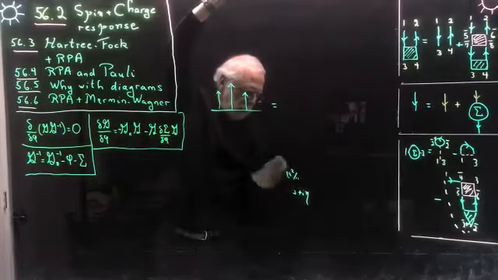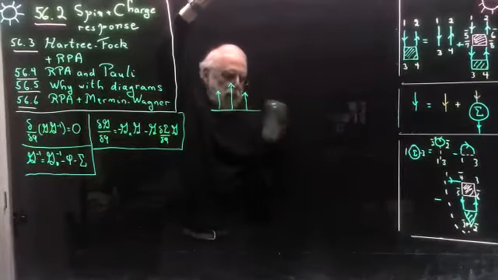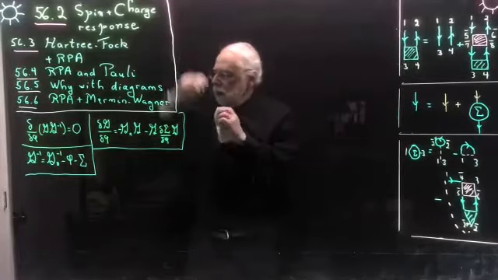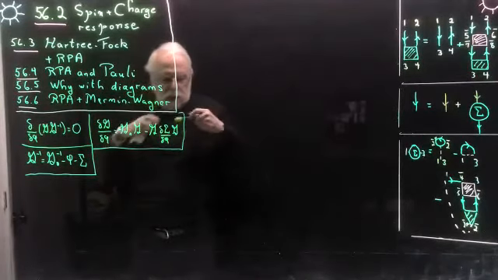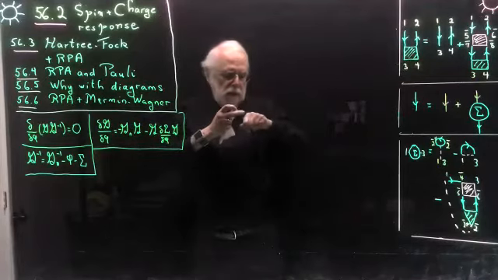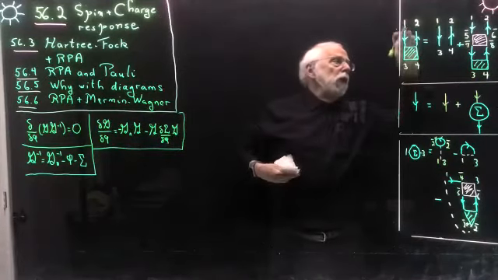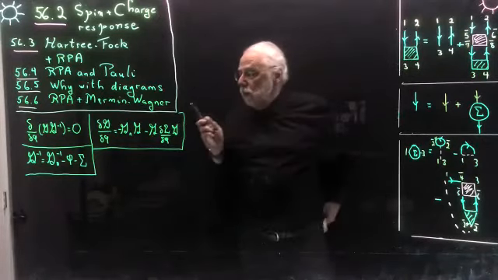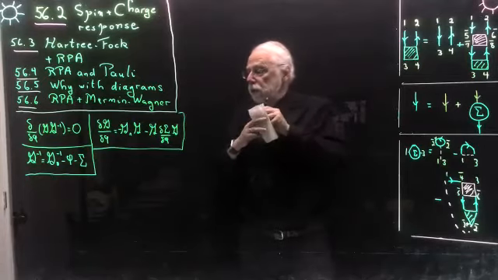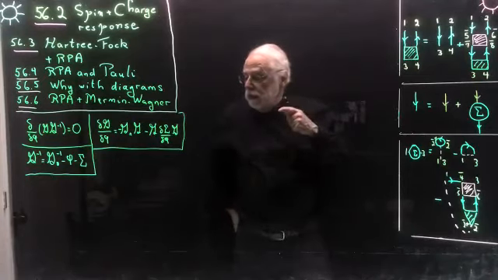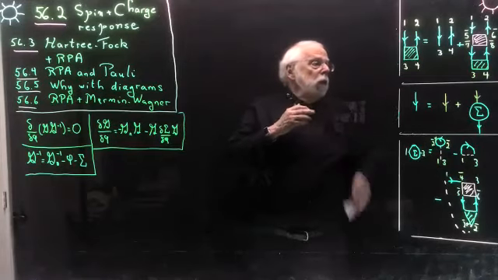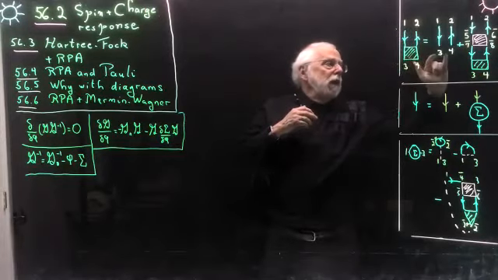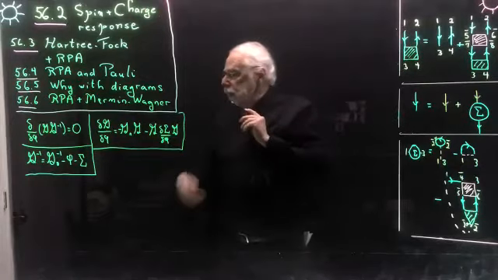I will go over it again a little bit. Now when we derived this, the 3 and 4 and 1 and 2 could have all different spins. It was completely general. But now we will look at the rotationally invariant case, rotationally invariant in spin. And so we will write explicitly the spin indices for these objects.